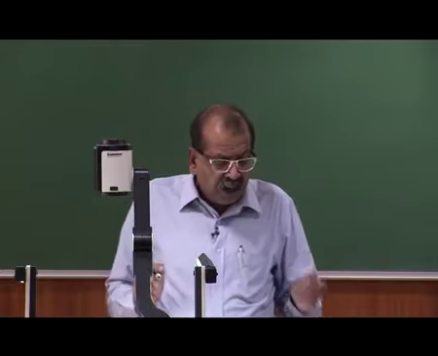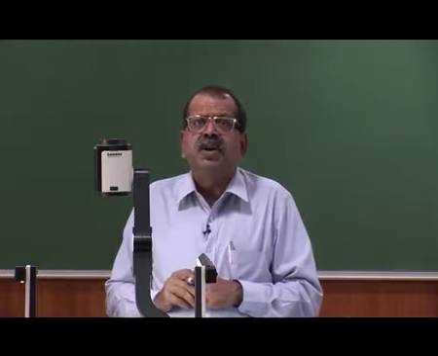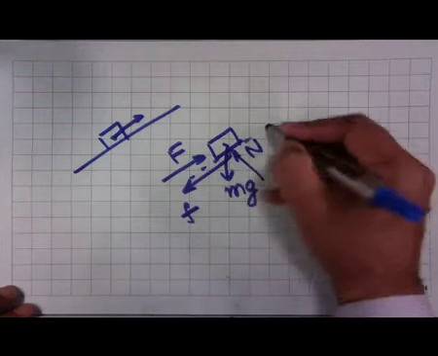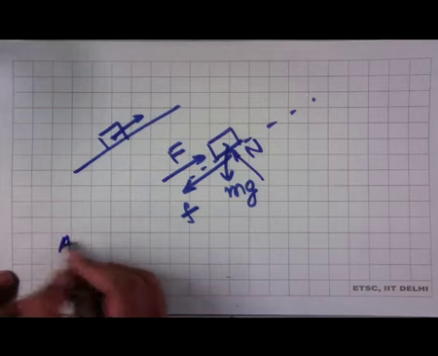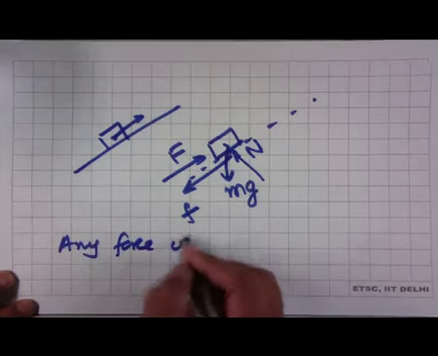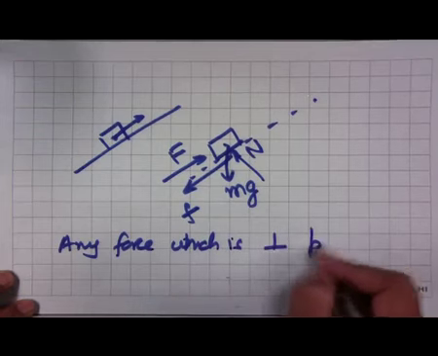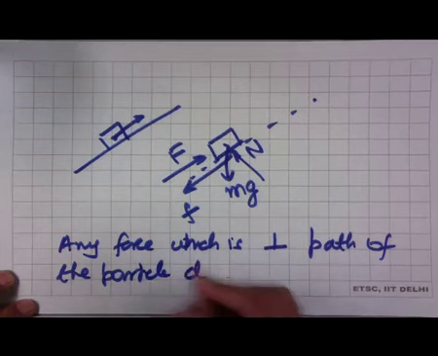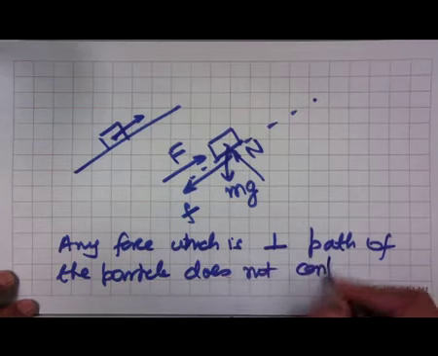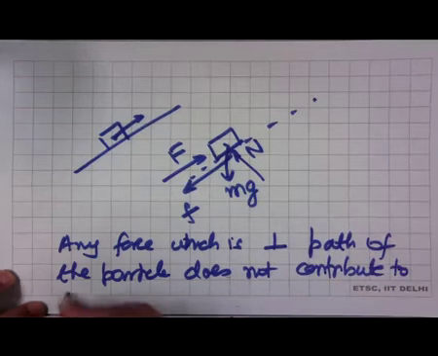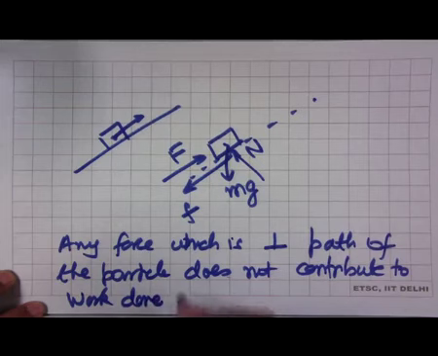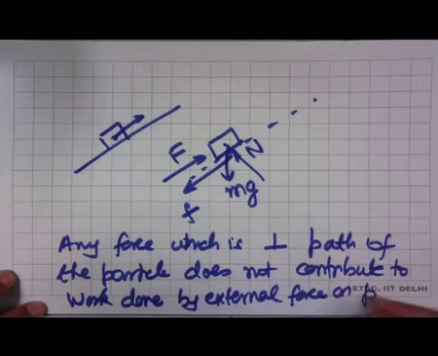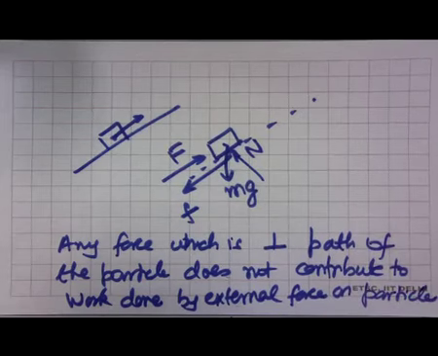Now, the advantage of the work energy method is that if we use the work energy principle, then we know the path of the particle. Any force which is perpendicular to the path of the particle does not contribute to the work done by external forces on the particle. So, this is the first simplification which comes.